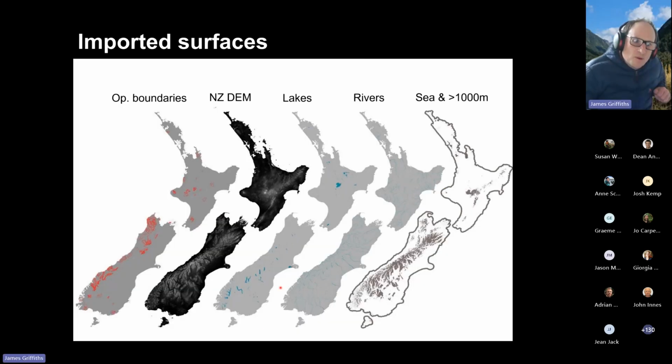We also imported a series of geospatial surfaces, one with the operational polygons, one with an elevation surface for New Zealand, one for lakes, one for rivers, and another one that combined a sort of a buffered area of ocean around the coastline of New Zealand, and included areas or excised areas that were greater than 1,000 meters elevation.